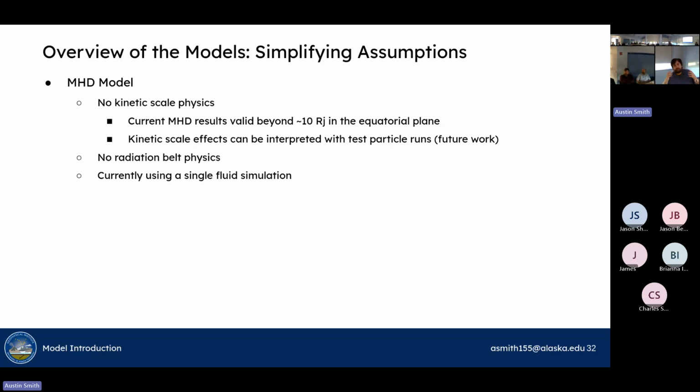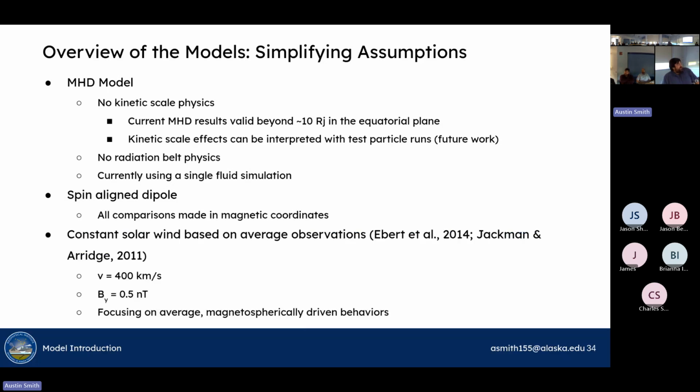And in the future, we could interpret kinetic scale effects using test particle runs, but haven't looked too much into that yet. There's also no radiation belt physics, and we're currently using only a single fluid in the model. We also have a spin-aligned dipole, which means that all the comparisons with observations are going to be in magnetic coordinates, as a way to make it more simple. And we're also using a constant solar wind.